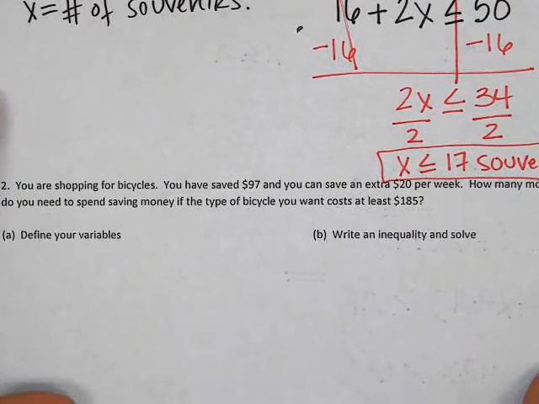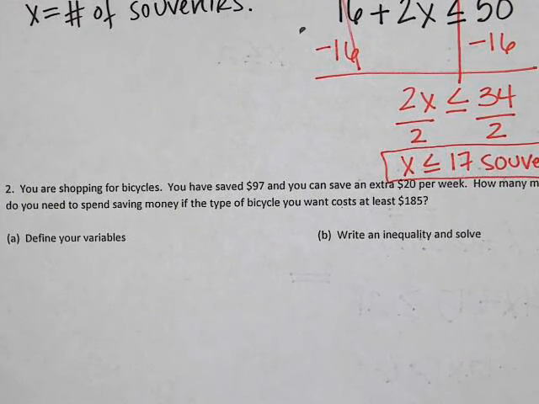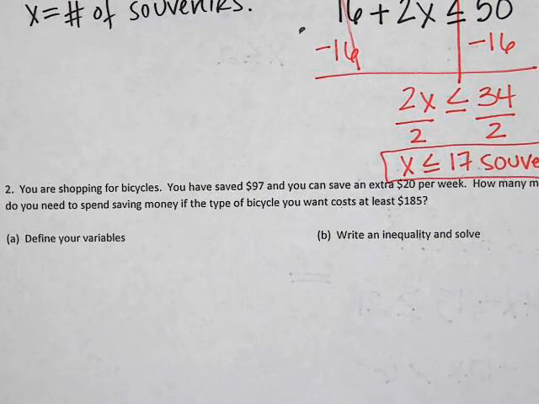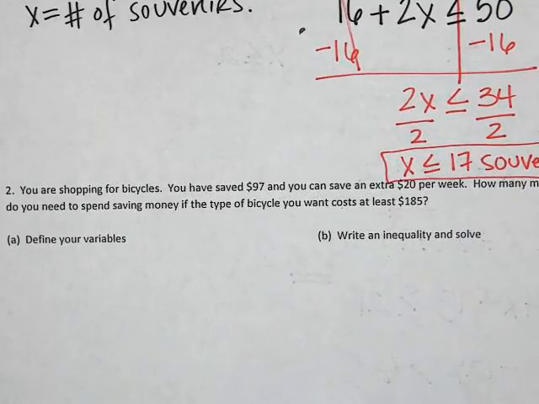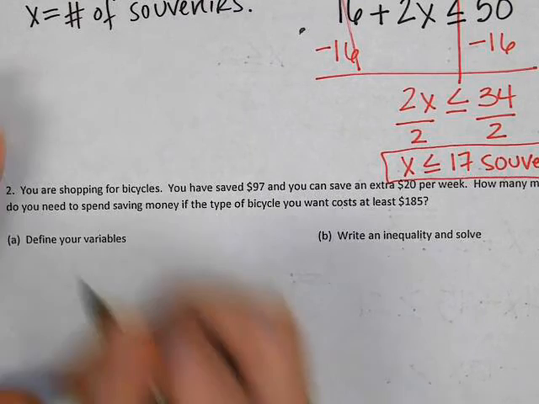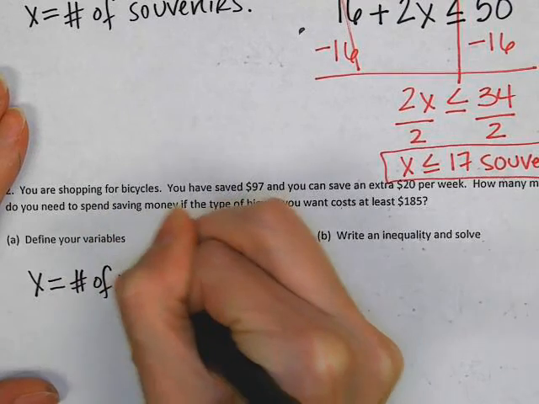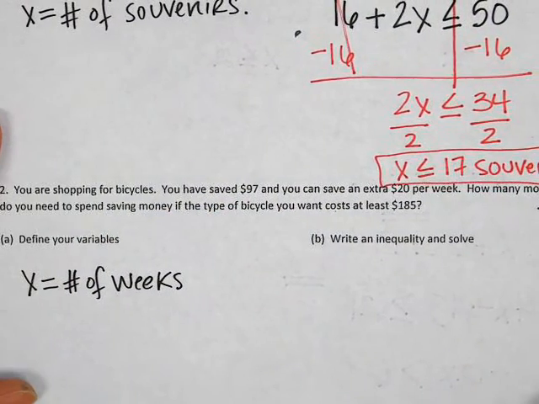All right, you're shopping for bikes. You have $97 saved, and you save an extra 20 per week. How many more weeks, that'll be X, do you need to spend saving money if the type of bike you want costs $185? Okay, so define our variables. I think X is going to be the number of weeks in this problem because that's what your problem depends on.